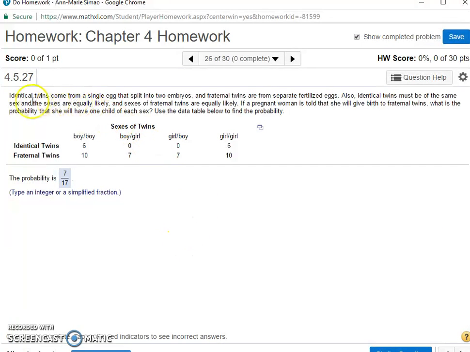So here's one you want to read carefully as well. You have to read them all carefully, but identical twins come from a single egg that split into 2 embryos, and fraternal twins come from separate fertilized eggs.